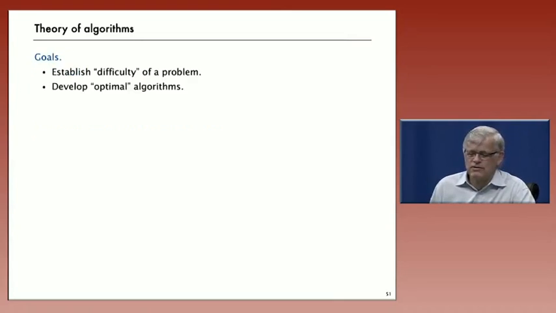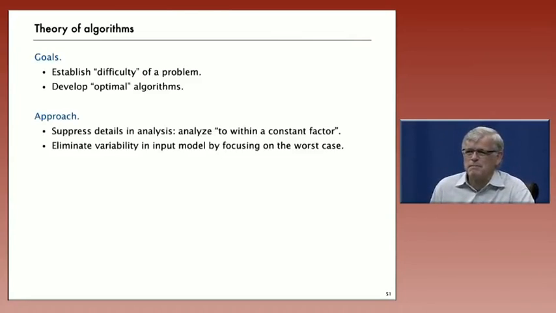Now, those kinds of considerations and the idea of order of growth lead to a discussion of what I call the theory of algorithms. And here our goals are, we have a problem to solve, like solve the three-sum problem, and we want to know how difficult it is. We want to find the best algorithm for solving that problem. Now, the approach that computer scientists use for this is to try to suppress as many details as possible in the analysis. And so just analyze the running time to within a constant factor. That's what order of growth is getting at. And also, we want to not worry about the input model at all. And so we focus on worst case design.